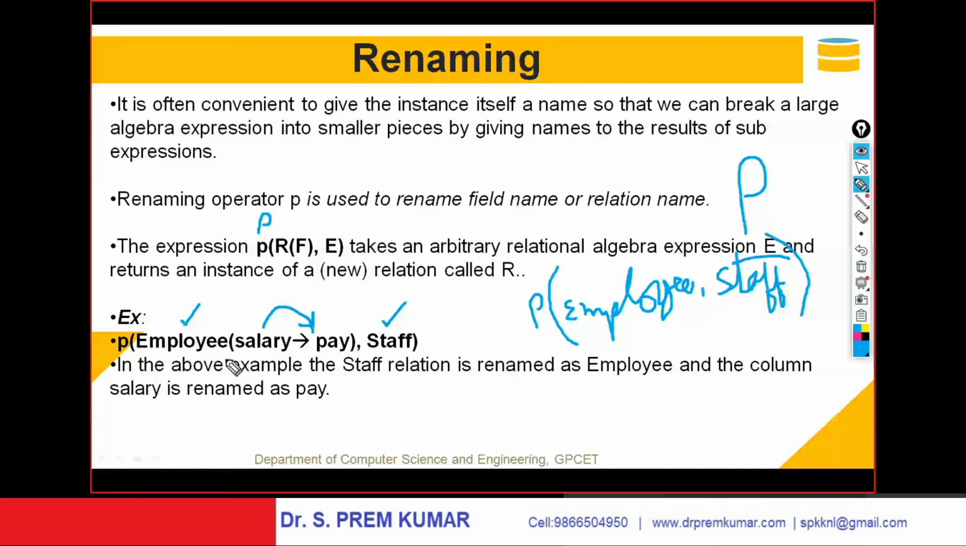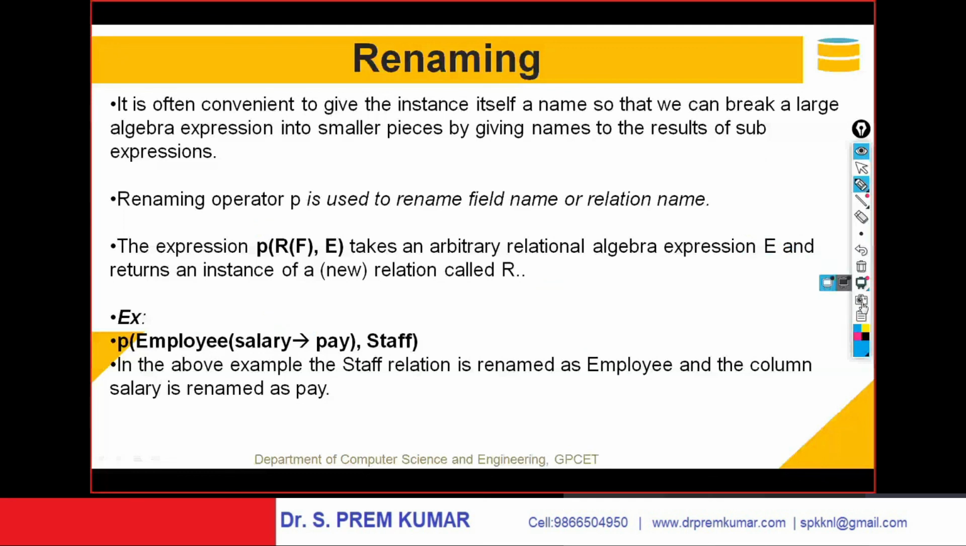It is represented by the rho symbol. This is a symbol for renaming. That is the symbol for rename. I hope you are following what is the purpose of rename.